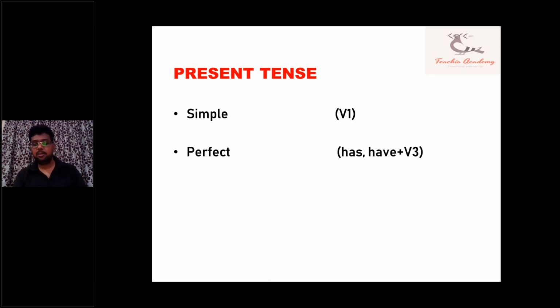Second, present perfect tense. How would we know as to whether a sentence is a simple present tense or a simple perfect tense or some other type of a tense. If you see has, have plus the third form of the verb, it is a present perfect tense. For example, I have done my work. Have plus the third form of the verb.